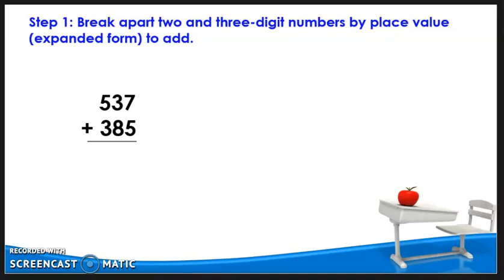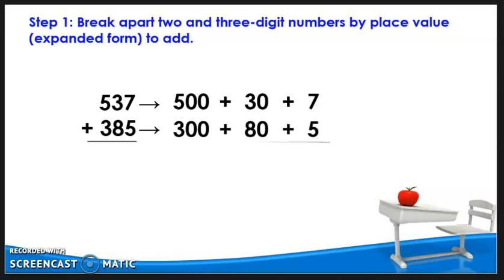In Step 1, students will break apart 2- and 3-digit numbers to add by place value. In the example shown, 537 can be broken apart into 5 hundreds plus 3 tens plus 7 ones. 385 is broken apart into 3 hundreds plus 8 tens plus 5 ones. 500 plus 300 equals 800. 3 tens plus 8 tens equals 11 tens or 110. 7 ones plus 5 ones equals 12 ones.